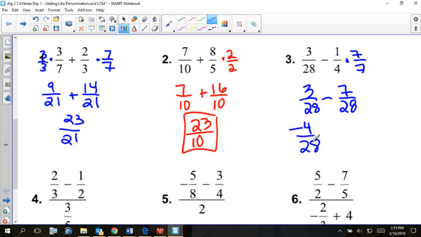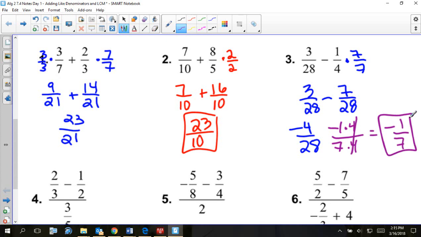A lot of you have that, but I didn't give you a check mark, because now we have to do what we've been doing and reduce it. So I'm going to factor negative 4. That's a negative 1 times 4. And I'm going to factor 28 to be 7 times 4. If you factored it, then you can cancel. You factor it out and you can cancel it. So you get negative 1/7.